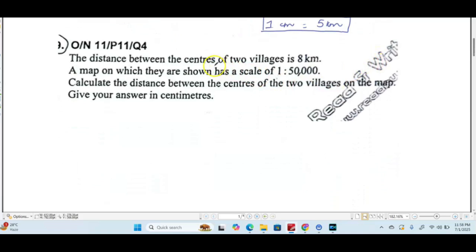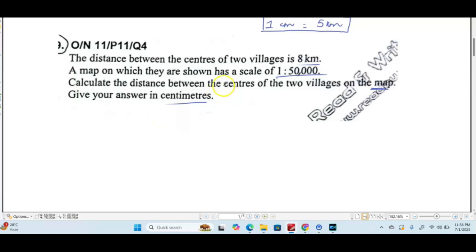The distance between the centers of two villages is 8 kilometers. A map on which they are shown has a scale of 1:50,000. Calculate the distance between the centers of the two villages on the map. Okay, give your answers in centimeters. So this is actually the exact opposite of what we've been doing.